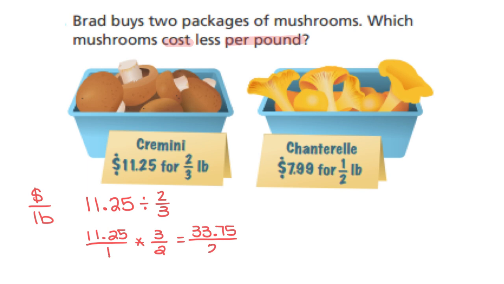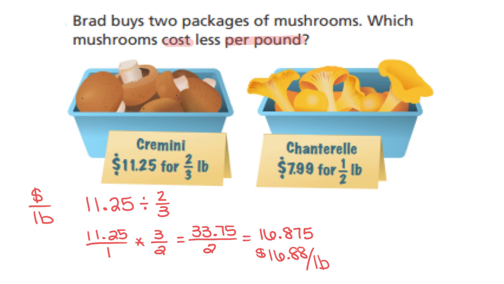And it's over 2. And 33.75 over 2. Okay, you got 16.875. Is that what you said? Okay, so that is basically $16.88 per pound for those mushrooms. Yay. That's expensive mushrooms. I do not like mushrooms. Hudson likes mushrooms.